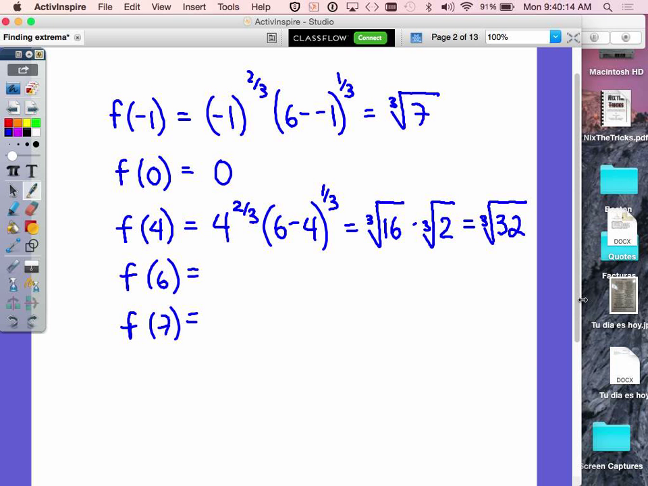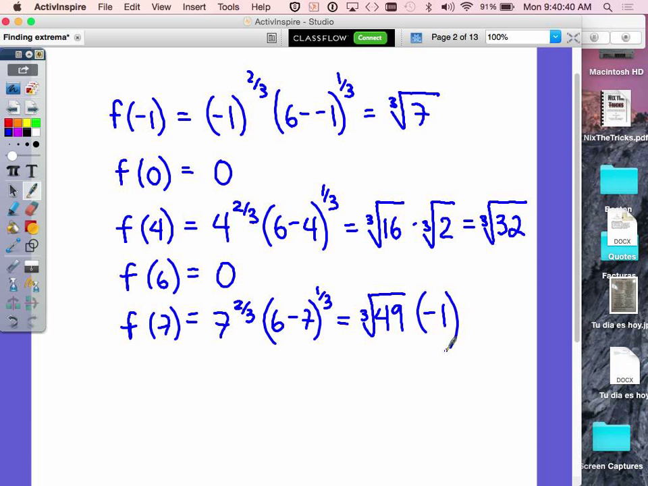F at 6, well, when I put a 6 in here, I'm going to get 6 to the 2/3 times 0, and again, that's 0. And F at 7 is going to give me 7 to the 2/3 times 6 minus 7 to the 1/3. 7 to the 2/3 is the cube root of 49. And 6 minus 7 to the 1/3 is the cube root of -1, which is -1. So these are my candidates. These are all the possibilities for absolute max and absolute min.